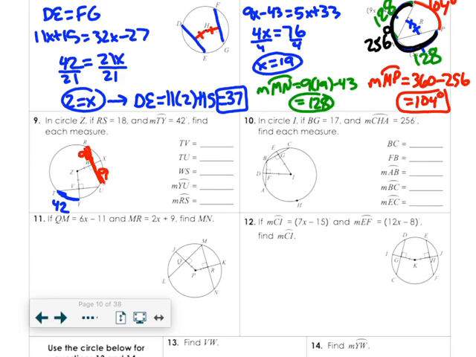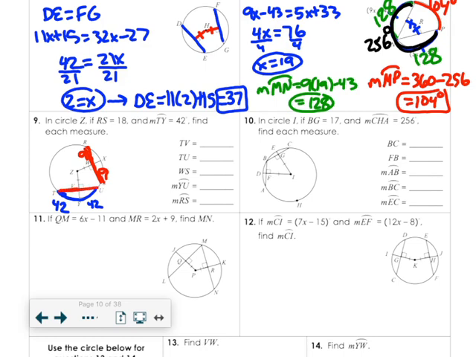I know that that piece right there is a 42. So that means that I'm going to have another 42 right here. All right, so let's find what they're asking for, and then solve for whatever they need. So TV, okay, that's this piece right here.